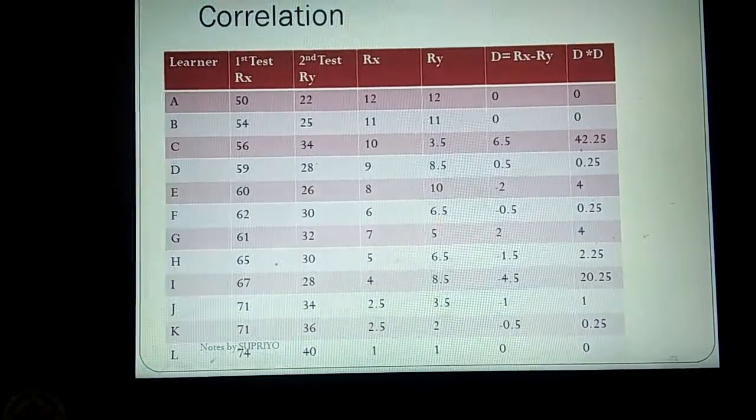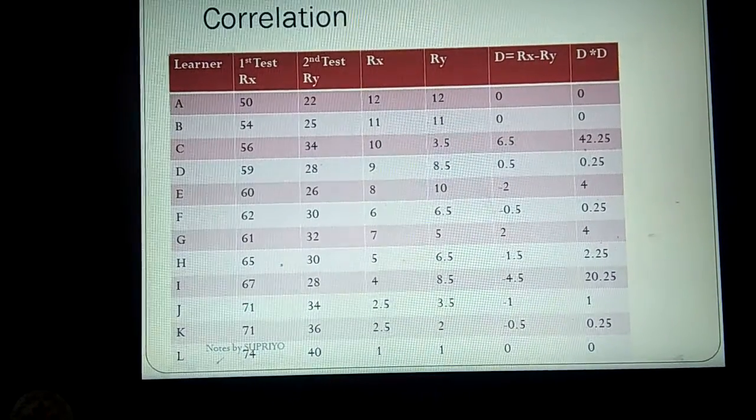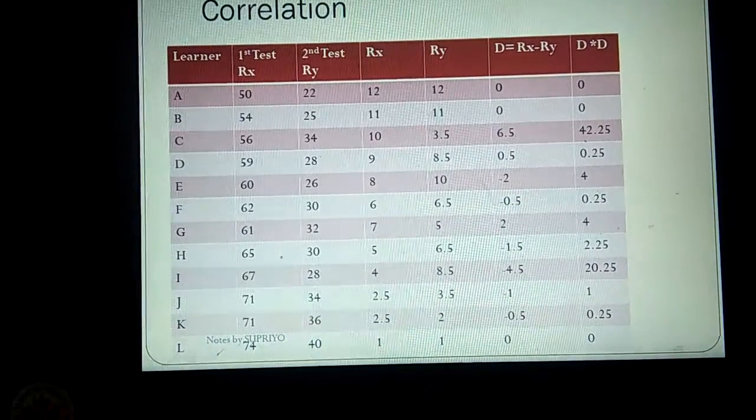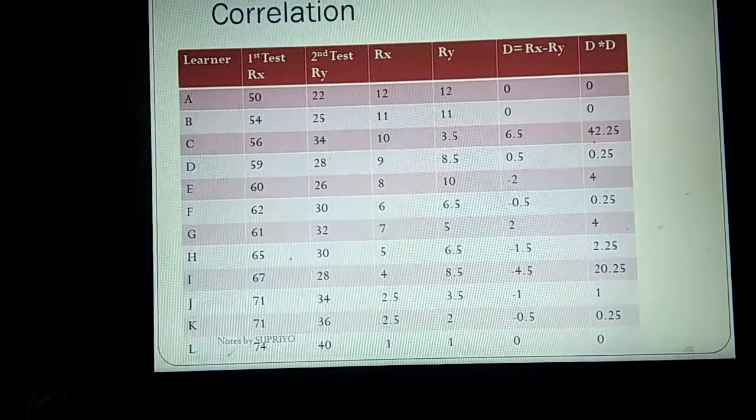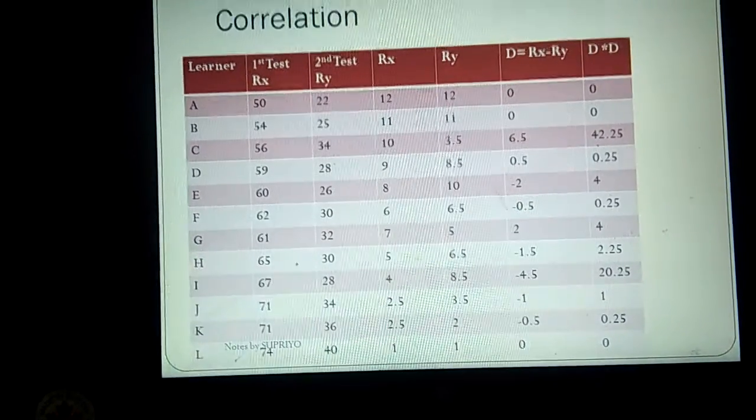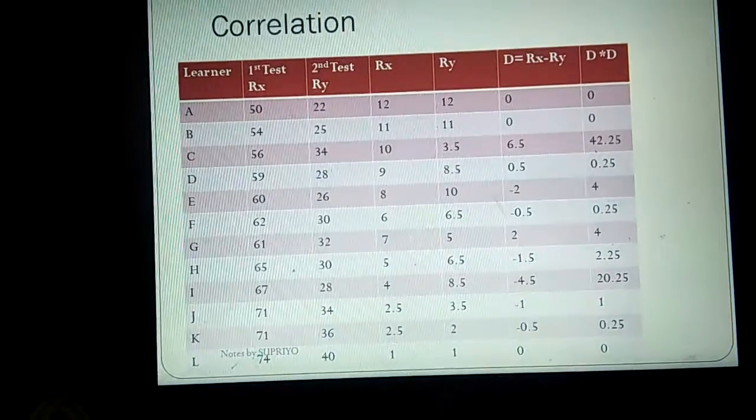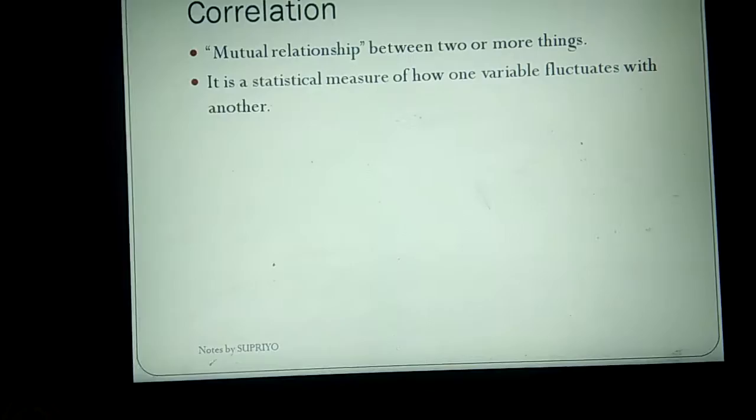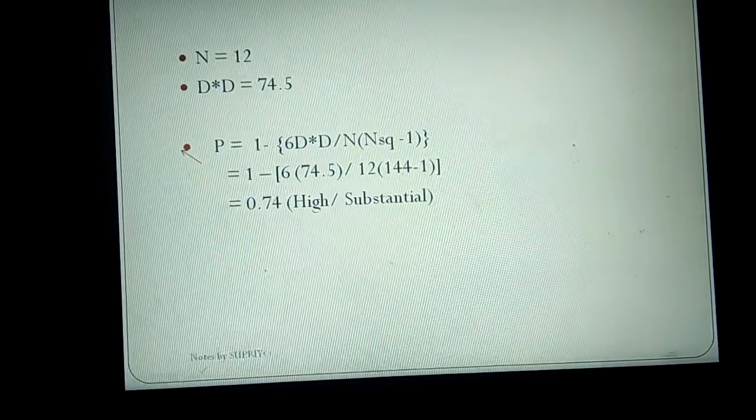for the entire column. Now D is equal to Rx minus Ry, so we just subtract Rx minus Ry and obtain the value of D, and D multiplied by D means D square, so we just square the value we obtained for D. So in this way we find out Rx, Ry and get the value of D square, because the formula of correlation will require the value of D square.